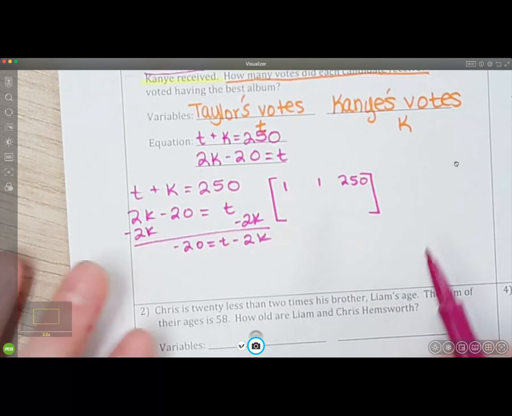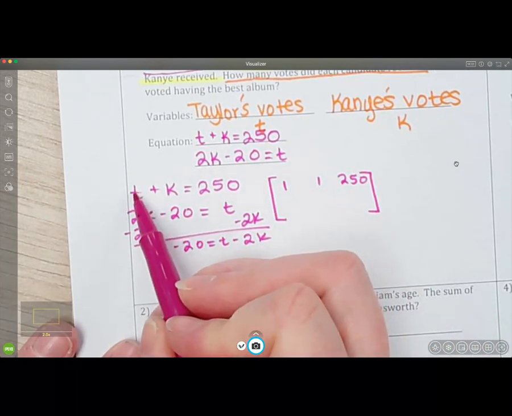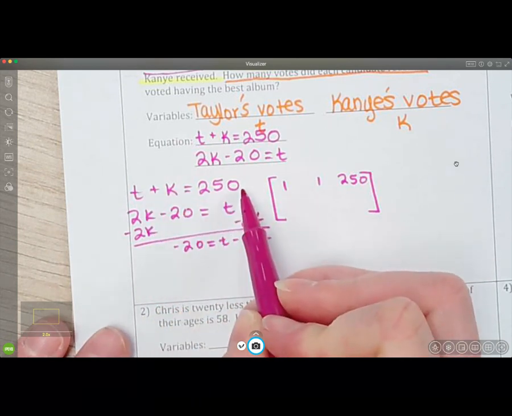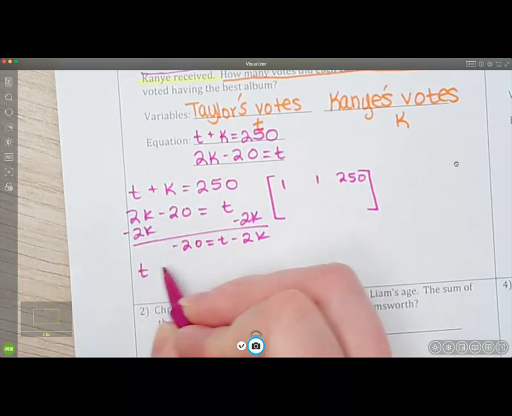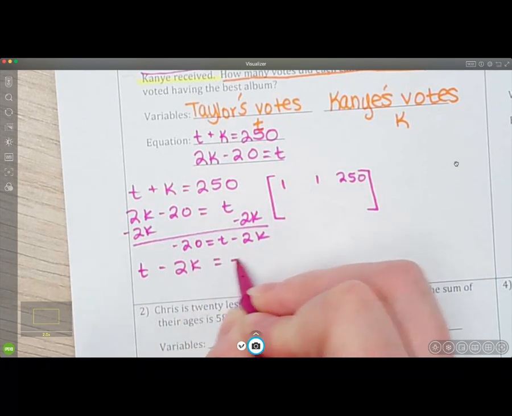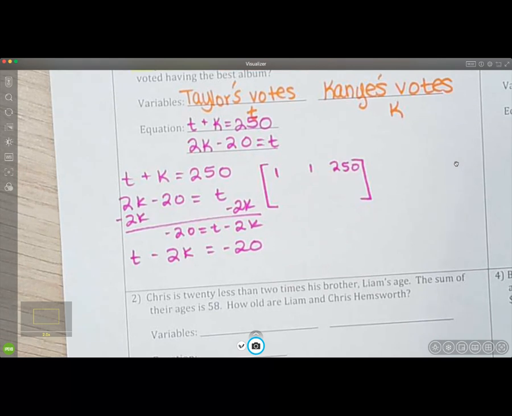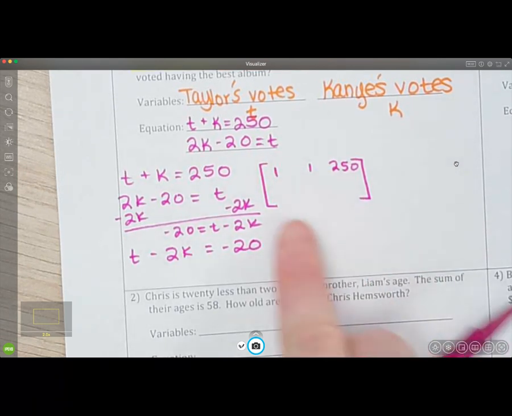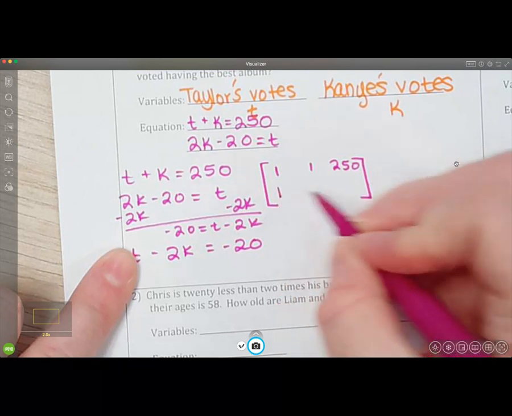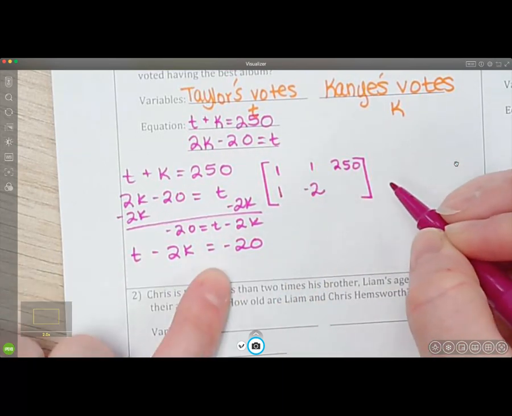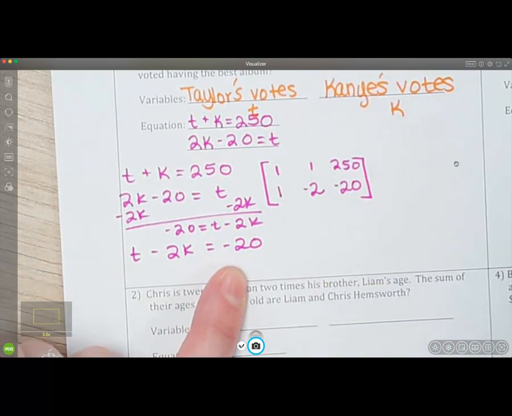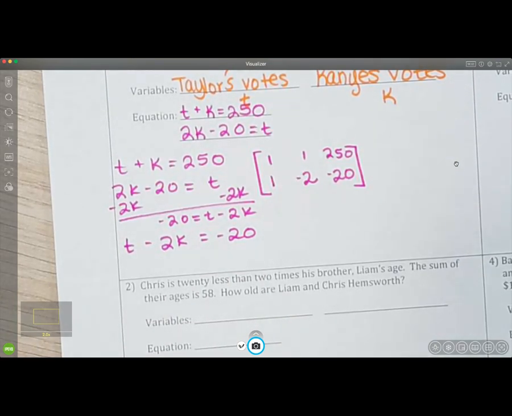But I want it in the same order as this. T, K equals a number. So it'll be T minus 2K equals negative 20. So all I did was make sure it's in the T, K equals a number. So then my coefficients here, T, that's 1, K is negative 2, equals a negative 20. So now I can solve it.